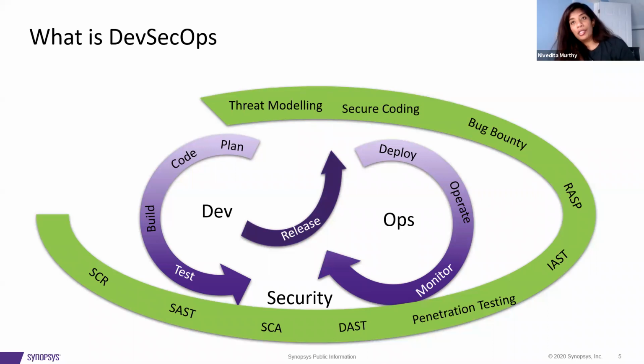Then we have penetration testing done on post-production, but not on the production environment, to identify any vulnerabilities that were not found using the previous methods. You also continuously monitor your production environment for threats using tools such as RASP, and invite external researchers to test your critical applications by offering a bug bounty program.